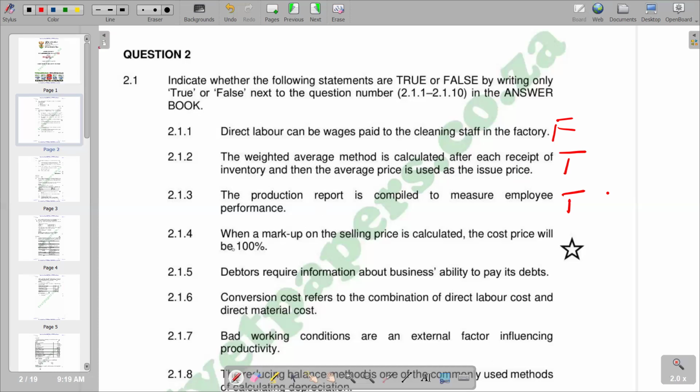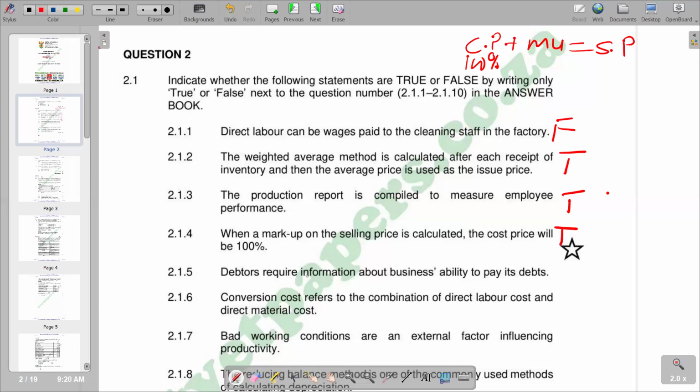So we go to 2.1.4. When a markup on the sale price is calculated, the cost will be 100%. Remember, the formula is cost price plus markup gives you the sale price. So basically, cost price is always 100%. Then the markup depends on the markup being applied in that business, and then the sale price. So it's true according to the information given.